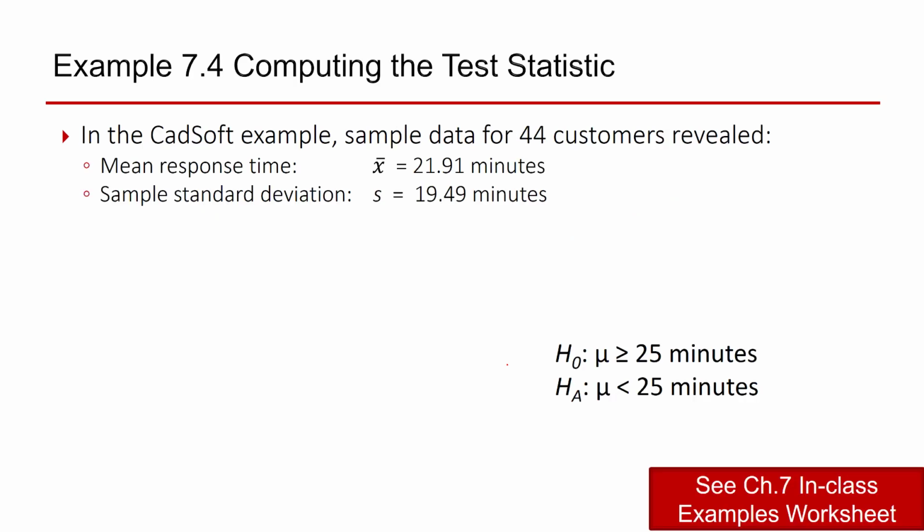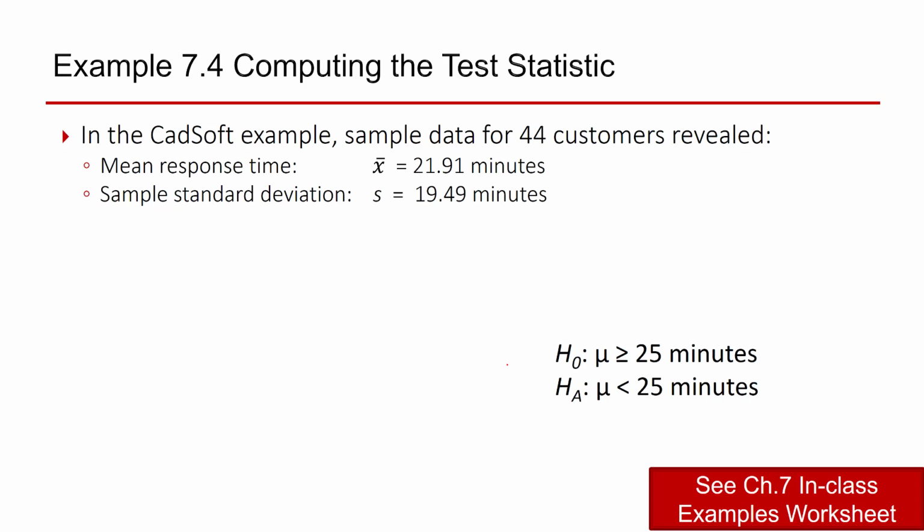Okay, so in the CADSoft example, sample data for 44 customers revealed the mean response time, the sample mean, is 21.91 minutes, and the sample standard deviation is 19.49 minutes. And we have our null and alternative hypothesis of mu equaling 25 minutes against mu being less than 25 minutes. And we need to go ahead and compute our test statistic so we can get our p-value.